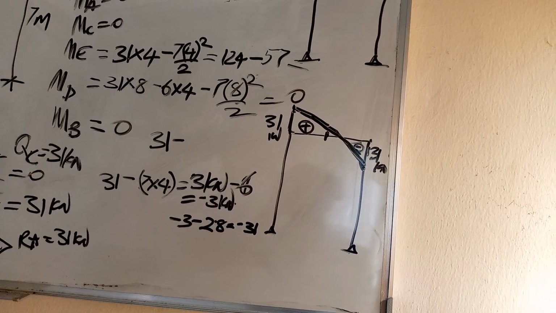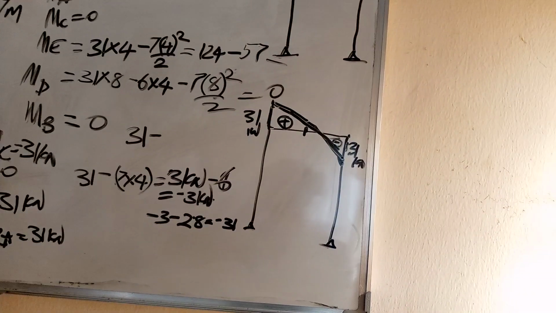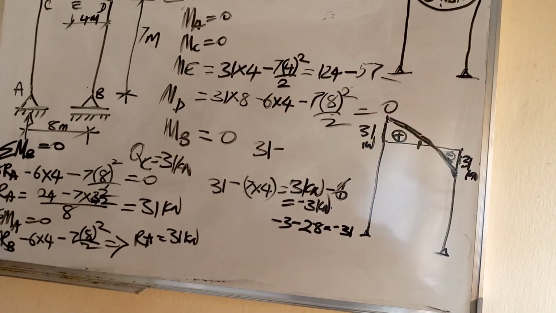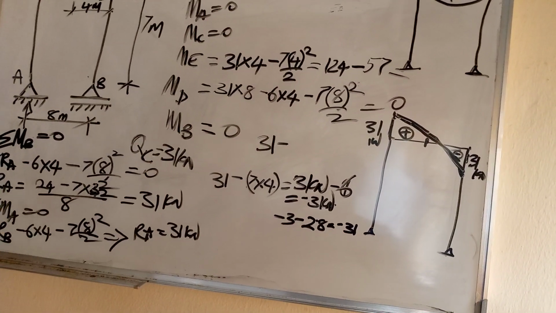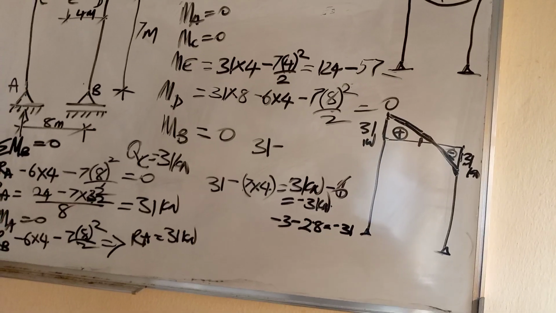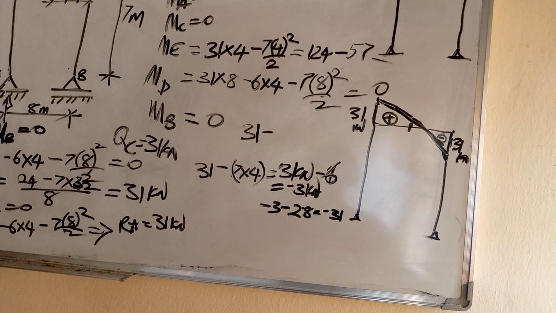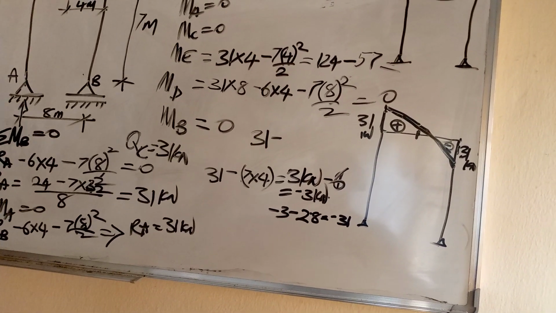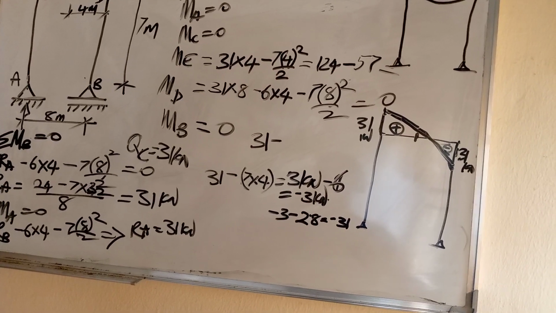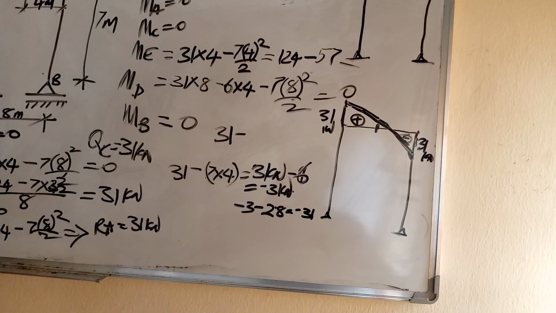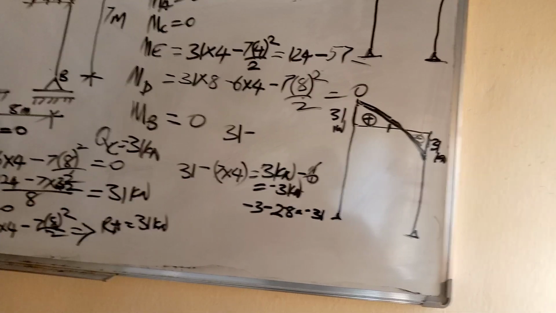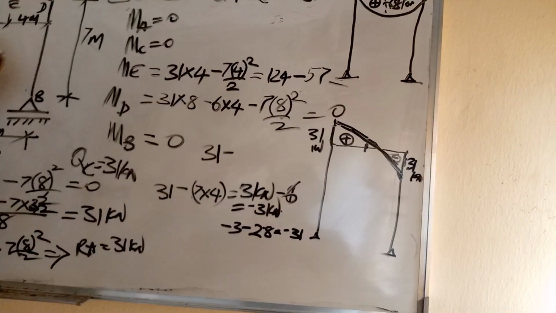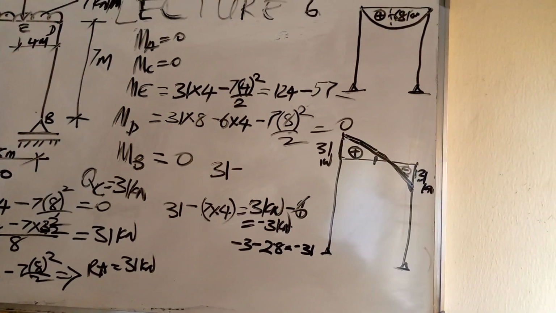So the normal force. Normal force is the total load, which is 7 times 8 plus 6. 7 times 8 is 56, plus 6, that is 62. So that's the normal force, and that's 62. That normal force is shared this way and this way, which is 31 each.